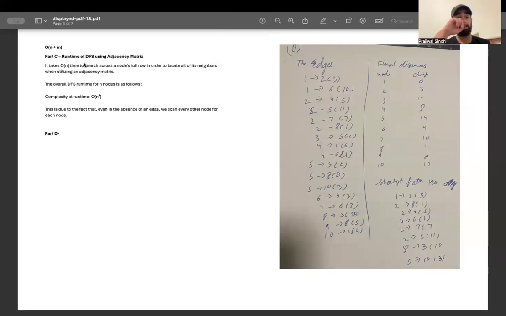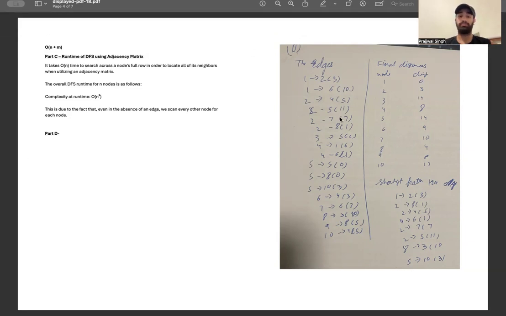Then part C was the runtime of the DFS using an adjacency matrix. In this, the runtime was O(n squared), as checking neighbors required scanning every node for each of the n nodes. And then the part D, the graph one.